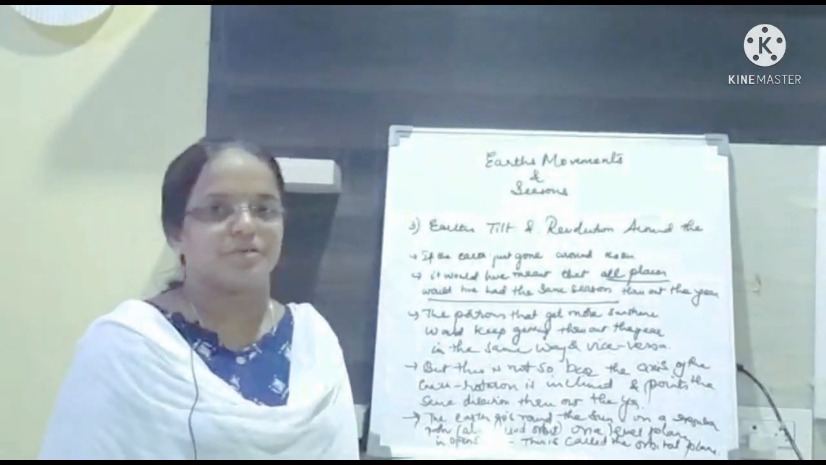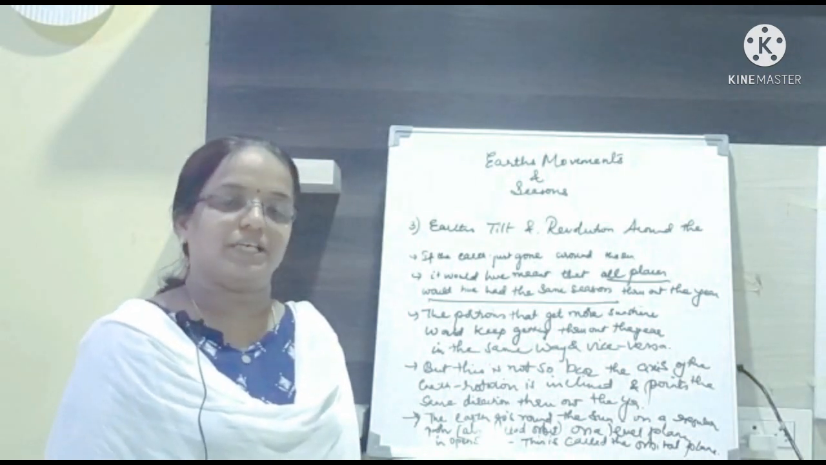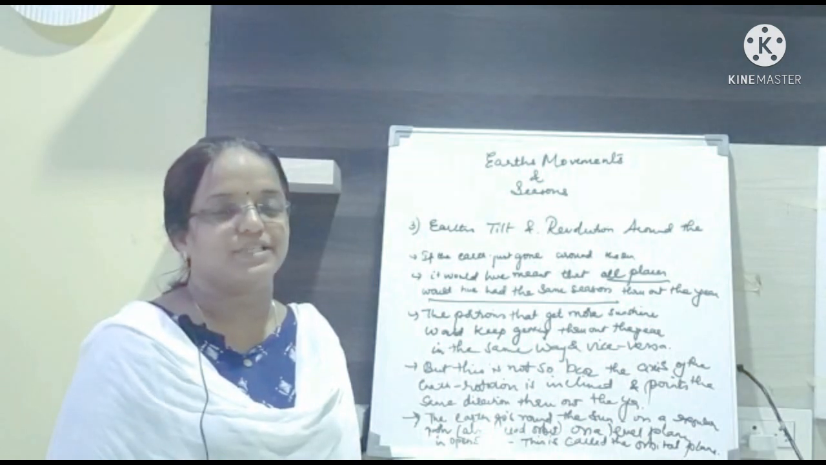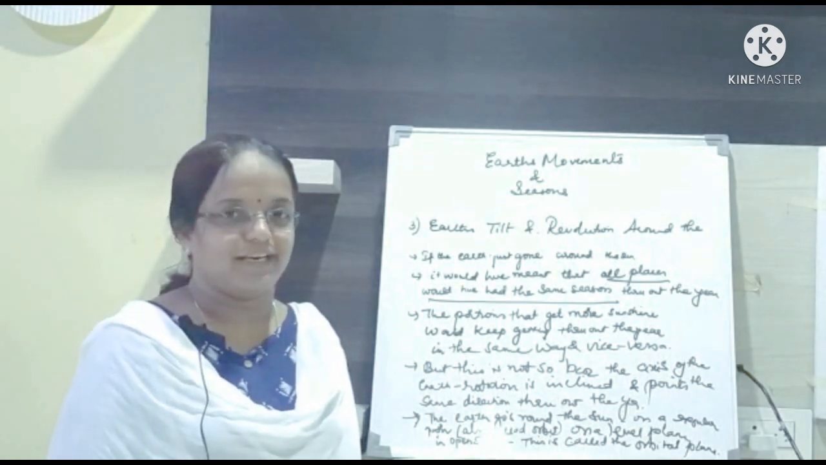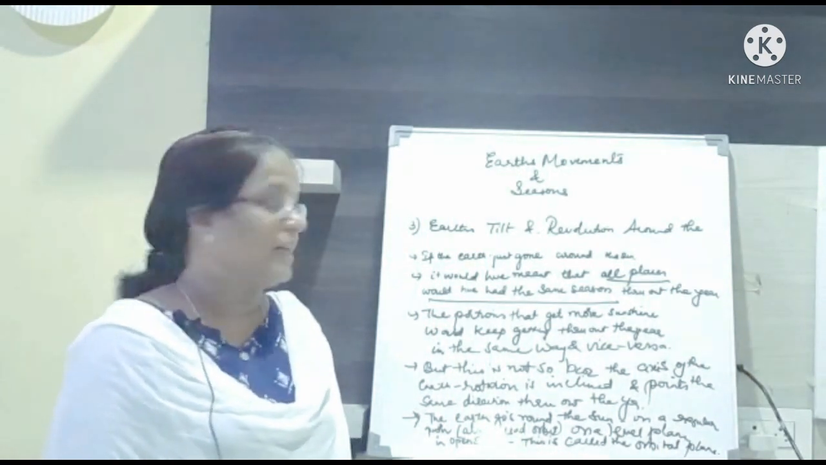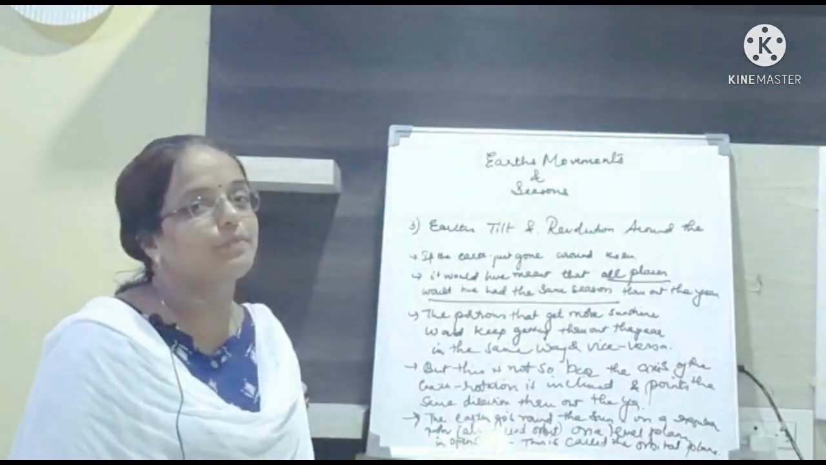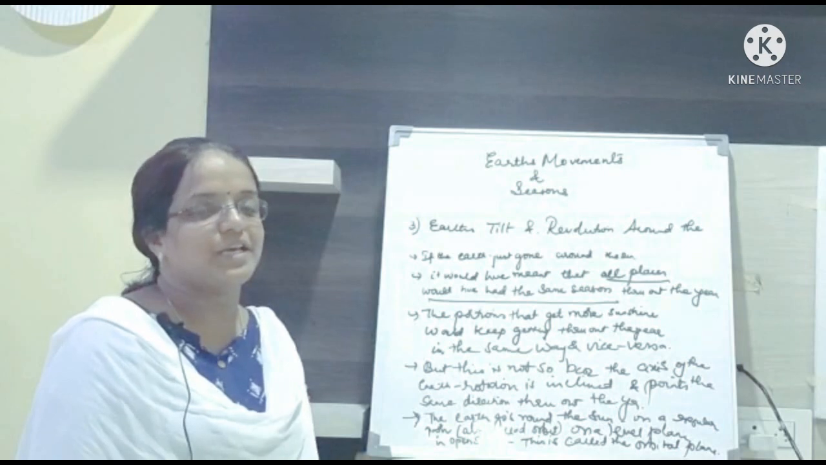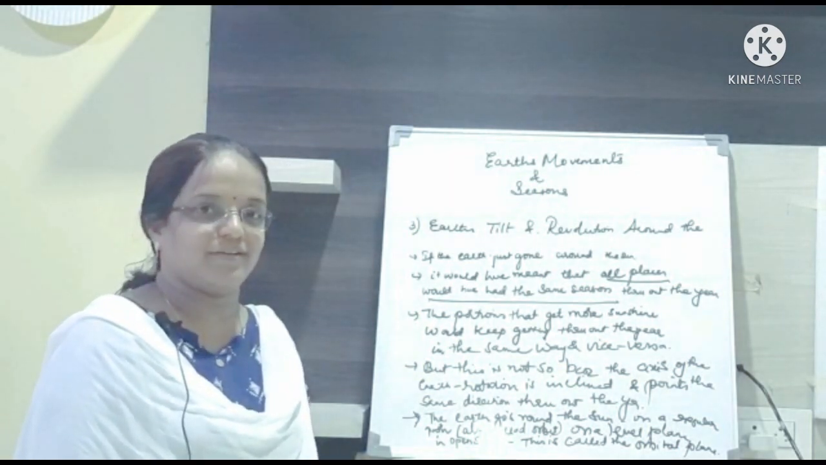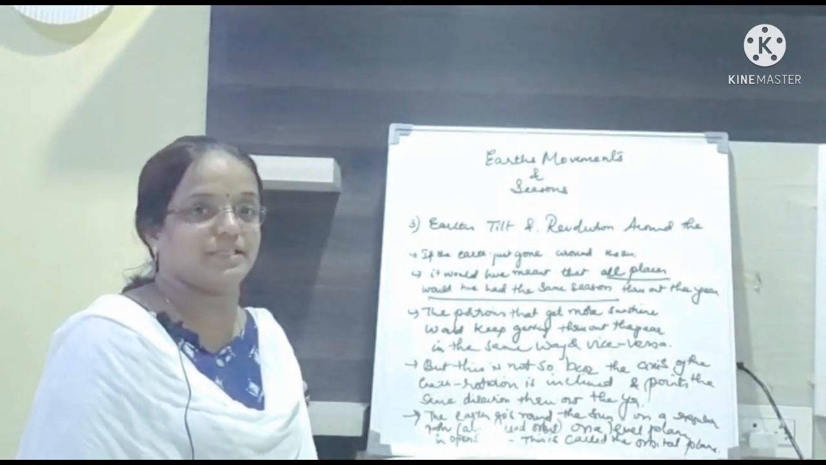I would like to ask you a question. Have you ever thought about it? If the earth is not inclined at 23.5 degrees, what would have happened? If the earth had just gone around the sun, then all the places on the earth would have experienced the same seasons throughout the year. Did you understand? The same seasons, the total earth would have been experiencing the same.